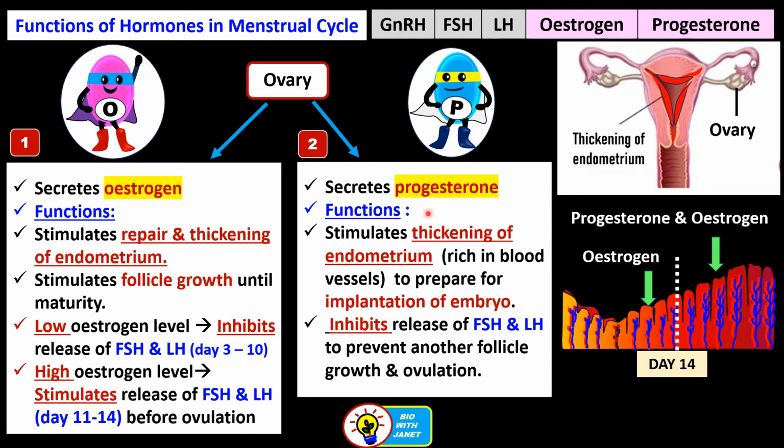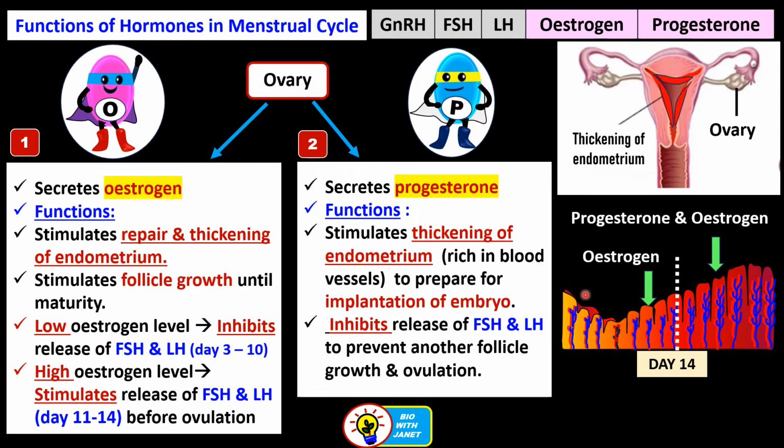Now, let's talk about progesterone. So, its main function is to stimulate the thickening of the endometrium so that it becomes rich in blood vessels to prepare for the implantation or attachment of the embryo to the endometrium, right, in case there's fertilization. And secondly, it will inhibit the release of FSH and LH to prevent another follicle from growing, all right? So that is in the later part of the menstrual cycle.